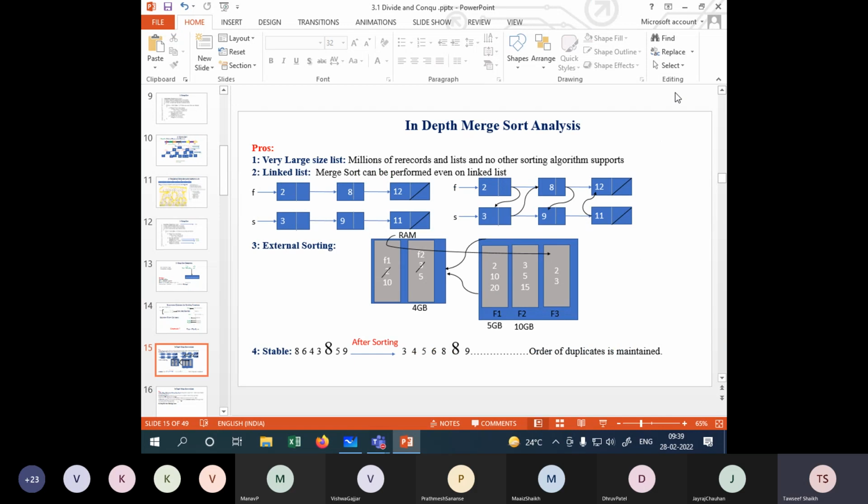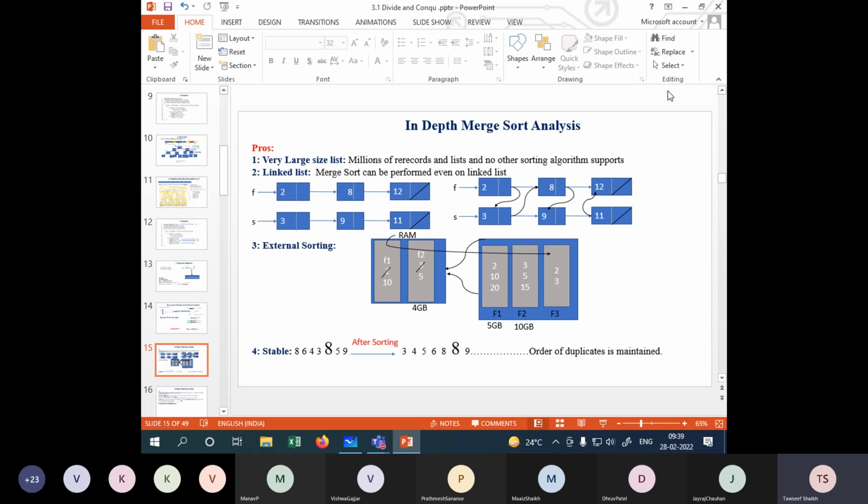So now this was about the pseudocode. Let's do some analysis of this algorithm in today's lecture. This is very, very important. If you take any of the previous papers of any competitive exam, you will always find questions related to it. The analysis of merge sort means finding out its advantages and disadvantages.